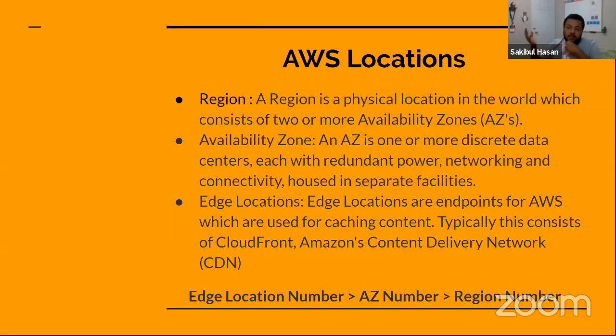And then there comes the term edge location. So what is an edge location? Edge locations are endpoints for AWS which are used for caching content. Typically, this consists of CloudFront, Amazon's content delivery network. So under each availability zone, there are several edge locations, which are basically used to cache content, so that if a resource is requested, AWS caches that request, and if any other user requests the same resource, it can be served from the edge location. So you don't have to dig deeper. So yeah, that's basically a high level overview of the AWS locations.